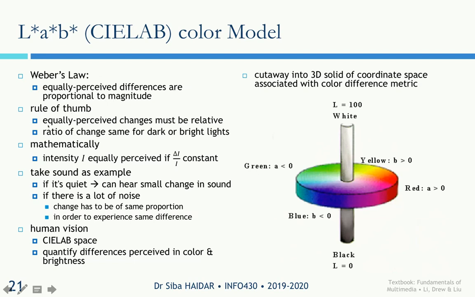What is the rule of thumb here? The rule of thumb is that equally perceived changes must be relative. That means the ratio of change must be the same for the dark and for the bright lights. Mathematically, what does this mean? It means that the intensity I is equally perceived if delta I over I is constant wherever you go. So whatever the change is, if you can perceive it, it must be the same all over the range.